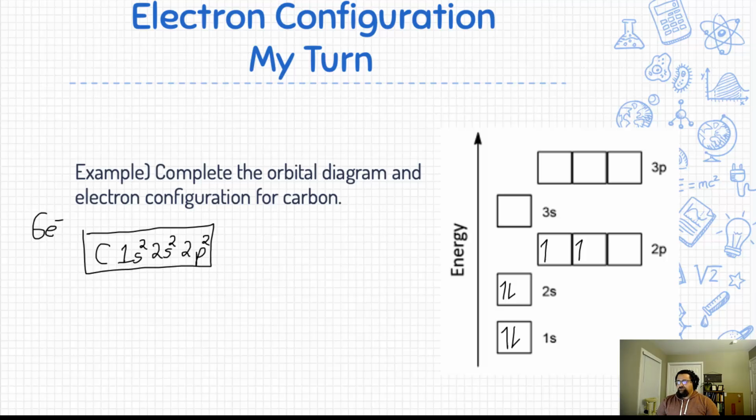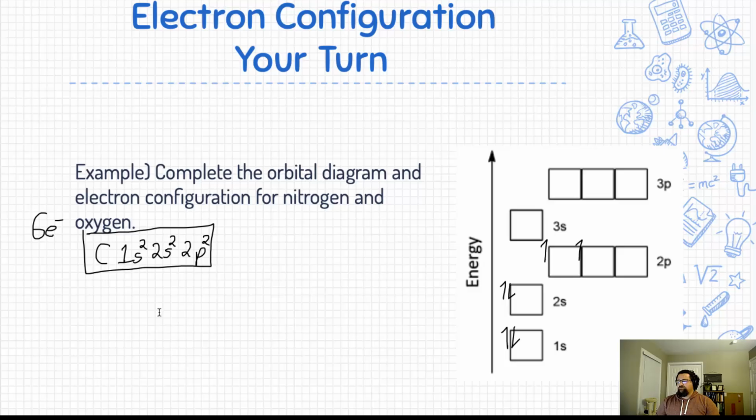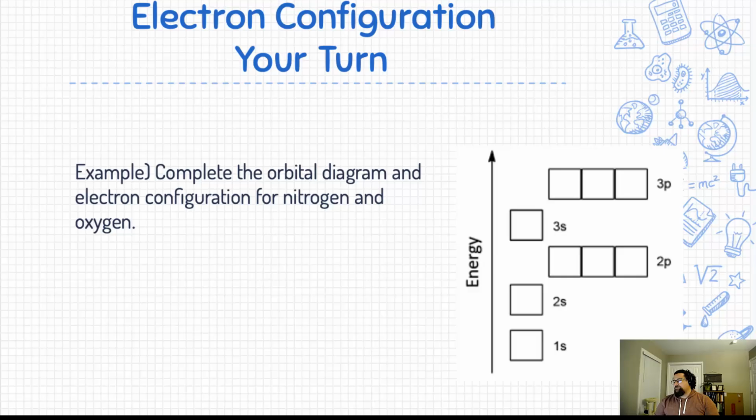Okay, so now the last one, we're going to have you give it a try. We want you to complete the orbital diagrams and electron configurations for nitrogen and oxygen. Go ahead and give this one a try. Pause the video. Okay, so now you should have it back. With oxygen, we have 8 electrons, and with nitrogen, we have 7.